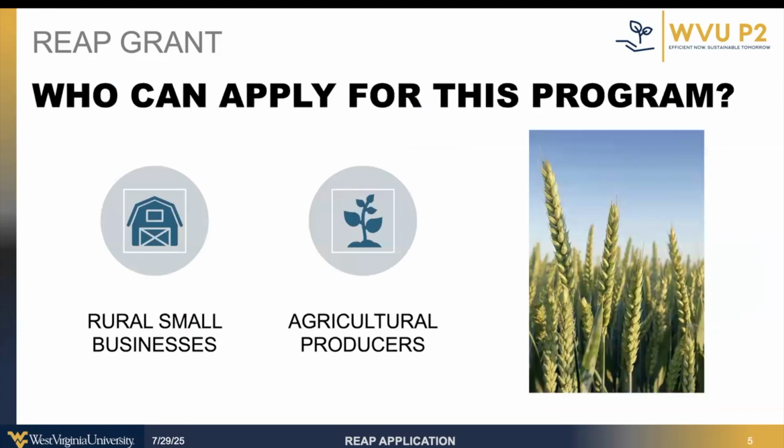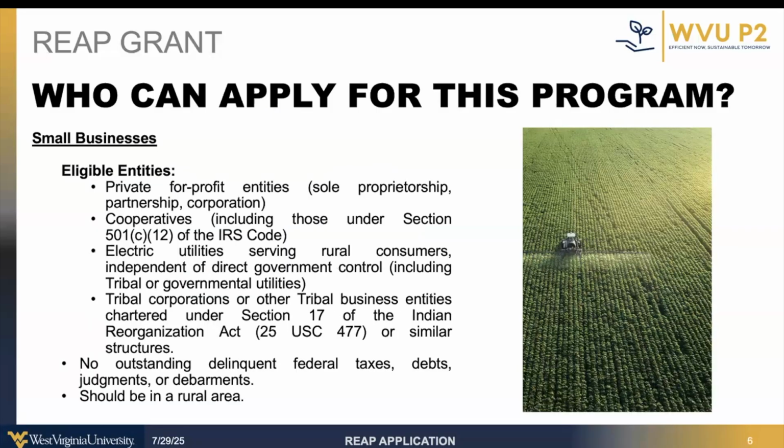So who is eligible? If you're a small business located in a rural area or an agricultural producer making at least 50% of your income from your operation, you can apply. That includes private for-profits like sole proprietors and corporations, cooperatives, rural electric utilities, and tribal entities. The key is you must meet the SBA, which stands for Small Business Administration, size standards and have no outstanding federal debts or judgments.